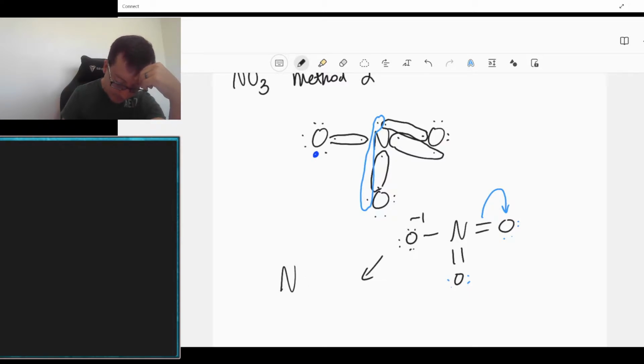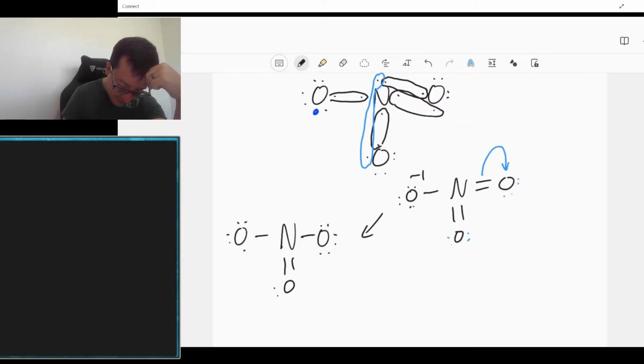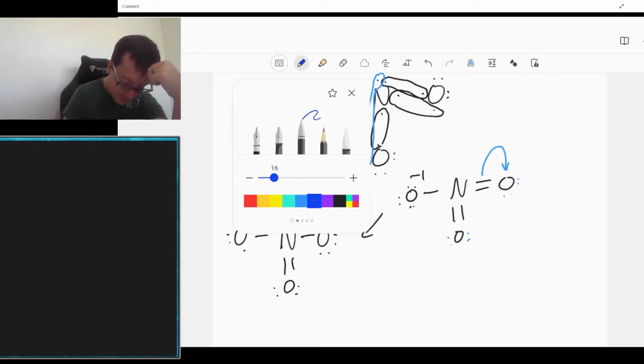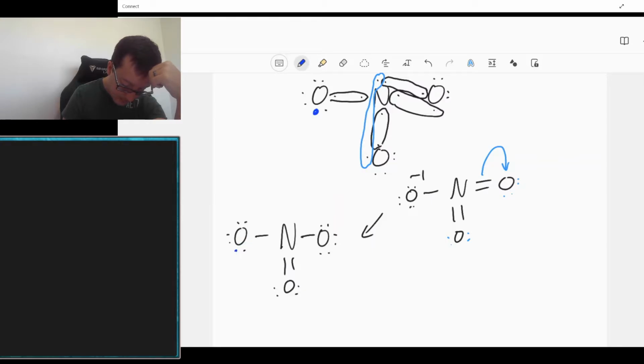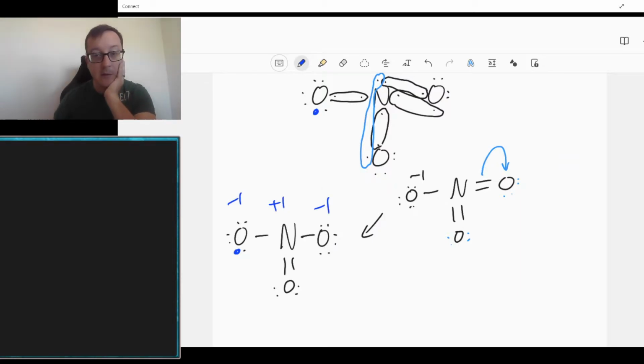So we're going to end up with the following. And I'm going to fix that oxygen on the left. Poof, done. So just like before, we're going to have a -1 and a +1 on the nitrogen. And so that will be our Lewis structure.